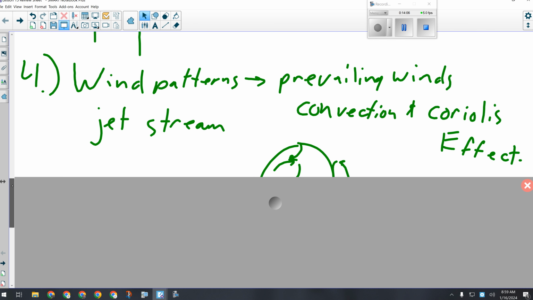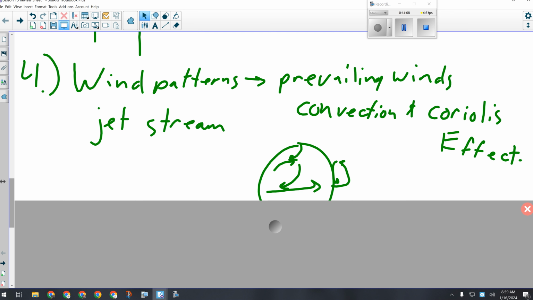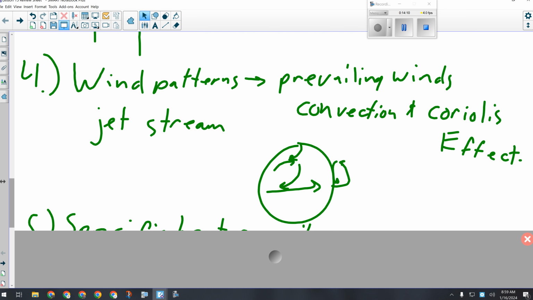Okay, so yeah, know the Coriolis effect, convection, okay? Oh, and jet stream, okay? In terms of wind patterns, that's an important one for transferring energy from equatorial areas to more northerly areas, and there is going to be a question about that, okay? It's asking you to explain how energy is going to be distributed or moved from equatorial areas. Well, you can talk about convection, you can talk about prevailing winds, okay? And you can talk about the jet stream.